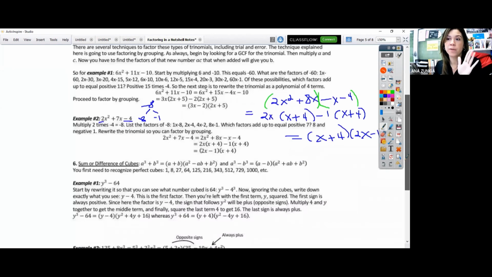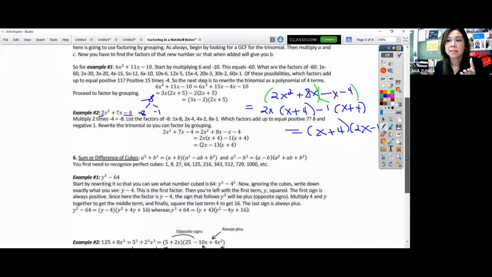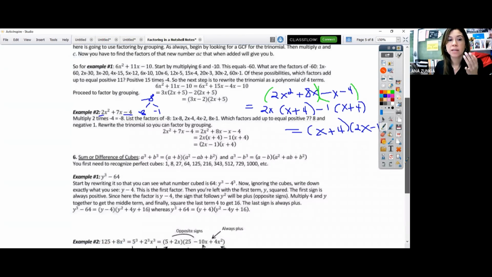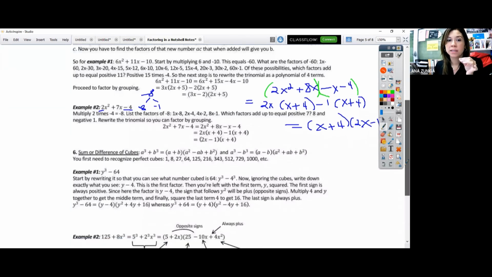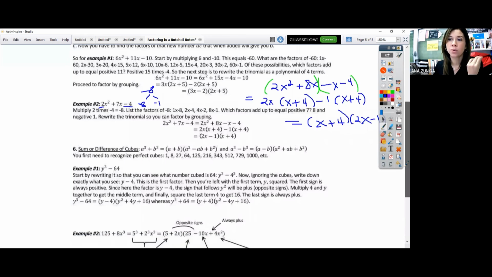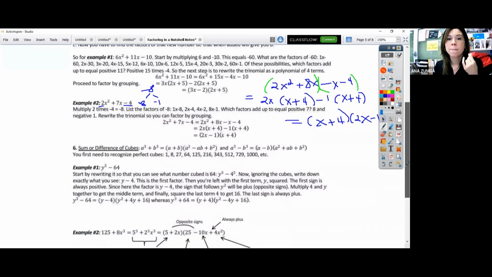So those are the first 5. The last one is the one that people practice the least because you don't really see it as often. There is a technique to this. It's one of those things that you have to just do it over and over again because it's not that difficult. You will get it, but obviously you're not used to even seeing perfect cubes. This is called the sum or difference of cubes. It works with addition and it works with subtraction, unlike the difference of squares.